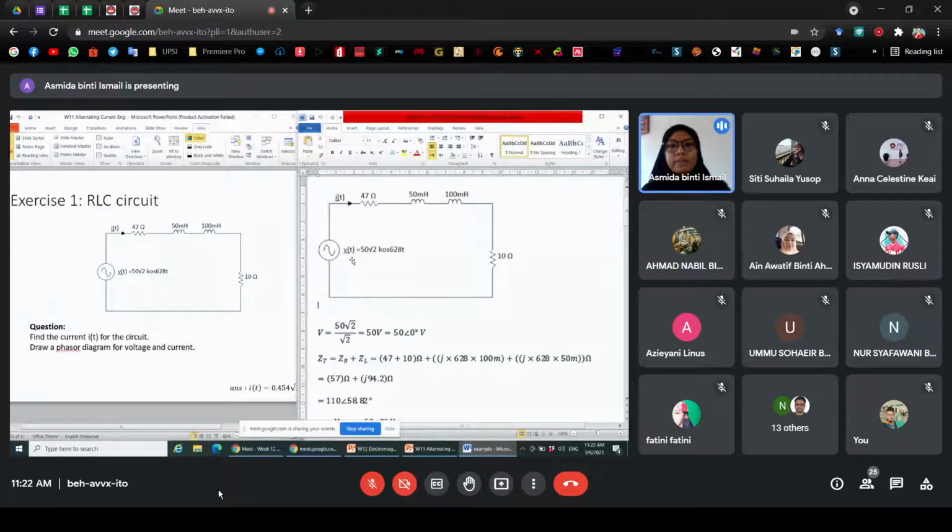So you have a value for the VT. You know that the VT is equal to 50 square root 2. So you need to divide by the square root 2, so you get the value for the V is 50 volt here, and this is in the polar form. And then find the value for the ZT or the total impedance. So you need to sum all the value for the impedance, for the resistance here and for the inductance here. But first of all, you need to convert this inductance value into impedance value.